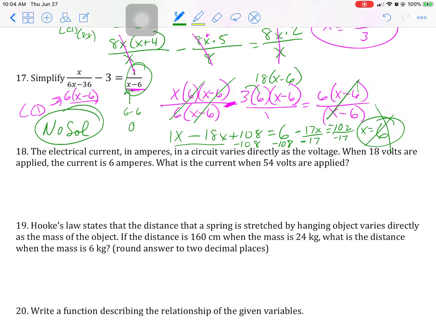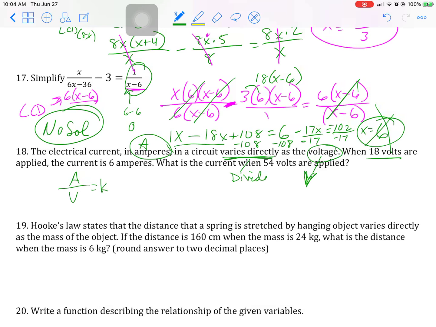So the electrical current in amperes varies directly. Directly means divide, right? Varies inversely is multiplication. Varies directly is divide. And we'll make voltage V. Okay? And then it tells you, well, let's write that down first. The first one goes on top. If you're dividing, it goes on top. The voltage goes underneath, and that equals K.